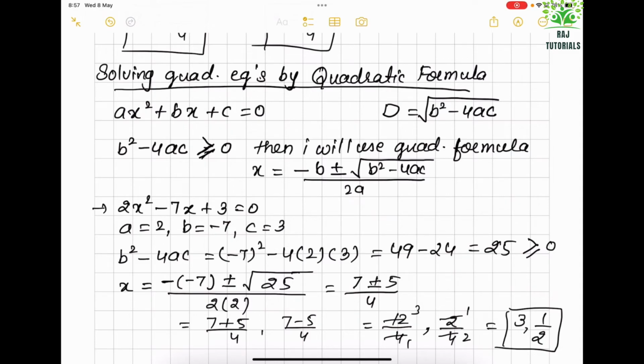So this way also I can solve, but this applies when using the quadratic formula. If it is not given to use the quadratic formula, I can't use this method.